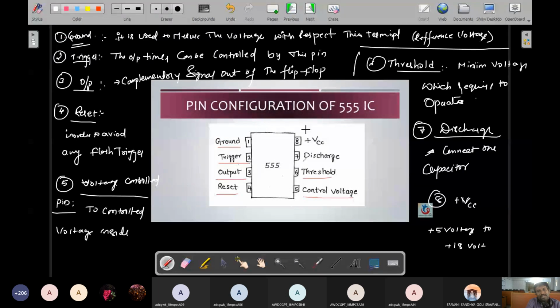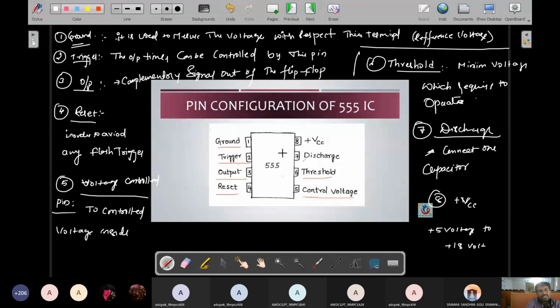So next, the discharge pin. Actually, a capacitor is connected to the discharge pin, because a capacitor is a device to store and discharge. Storage means charging. Charging or discharging is possible only in capacitors. So that's why capacitors are used.